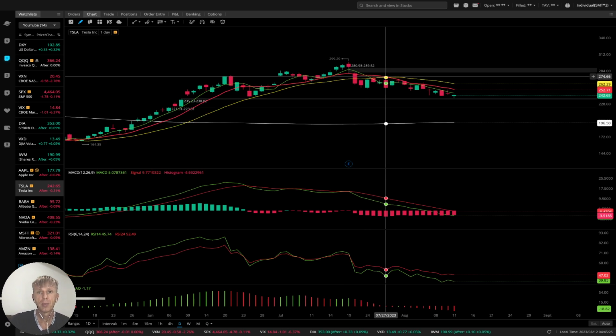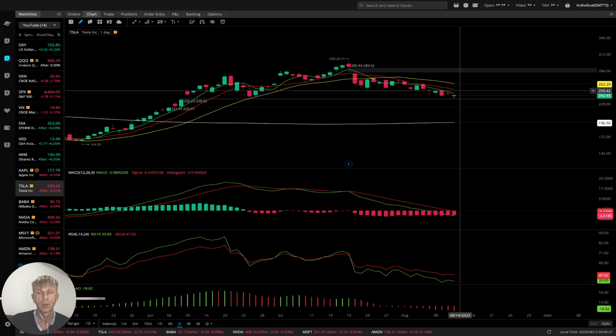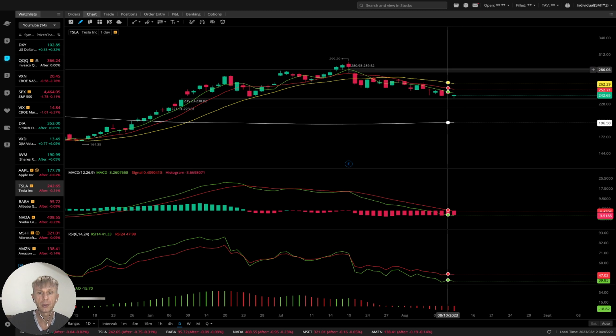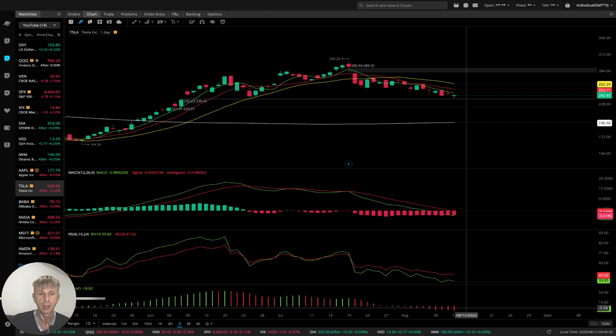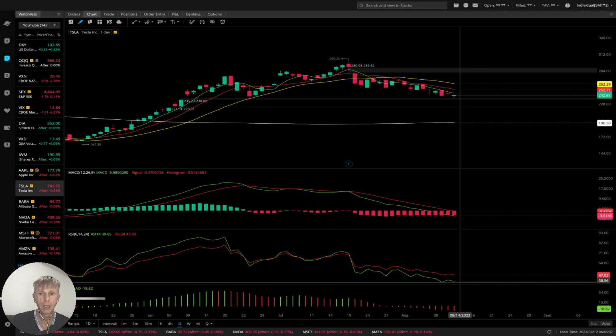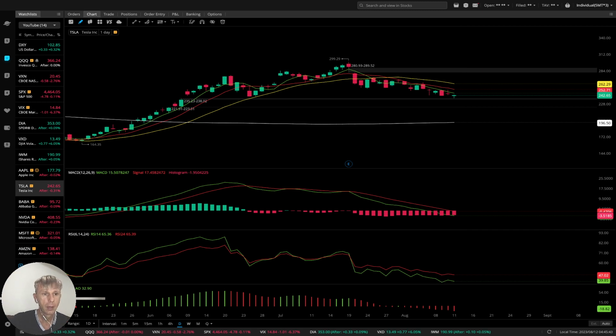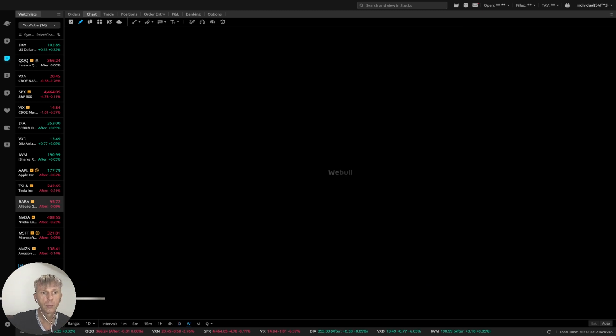MA5, 10 did bearish crossover, last bar below MA5, 10 and 20. Bearish location, bearish reversal signal on all indicators, right? Daily, Tesla negative, bearish. And RSI, it's not in an oversold territory yet. Okay, let's move to BABA.